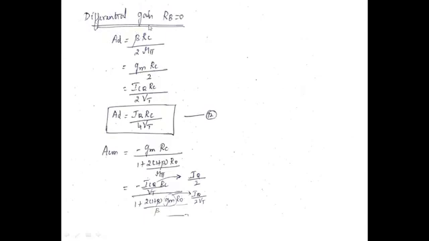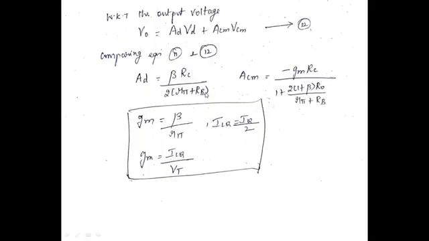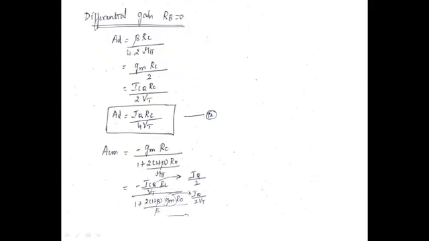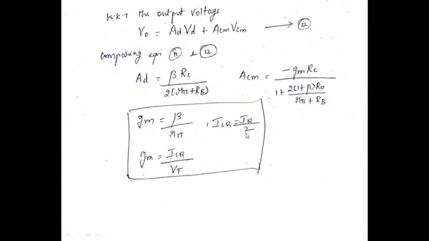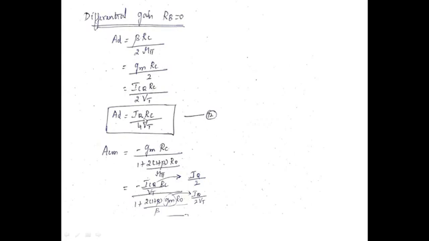So for the differential mode gain, if I consider the base resistance to be equal to 0, I'm going to consider this RB as 0. So I'm writing the differential mode gain as beta RC divided by 2 into R pi. So I'm going to replace beta by R pi as GM, so GM RC divided by 2, and further GM can be replaced by ICQ divided by Vt, and ICQ can again be replaced by the term IQ by 2. So ICQ can be written as IQ divided by 2. So this is the final equation for the differential mode gain.